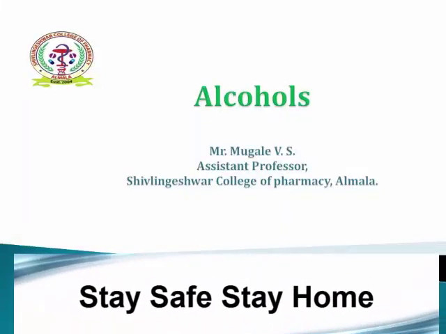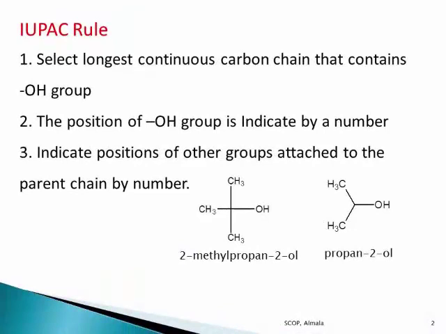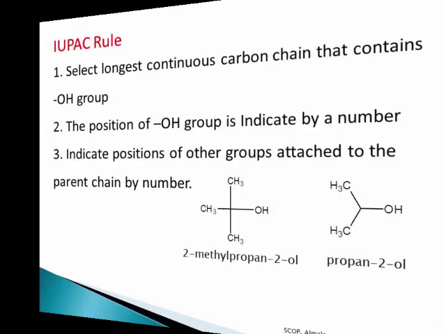Dear students, in this video we are going to discuss alcohol. The IUPAC rule for alcohol is: select the longest continuous chain, give the number to the OH group, indicate the number of OH groups, and indicate other remaining groups which are attached to the parent chain. For example, propan-2-ol, in which the OH group is attached to the second position of propane.